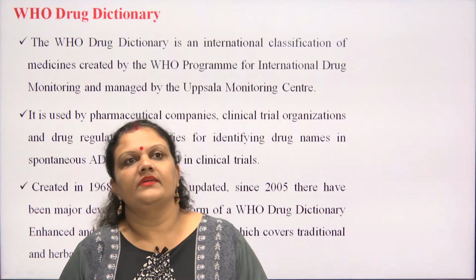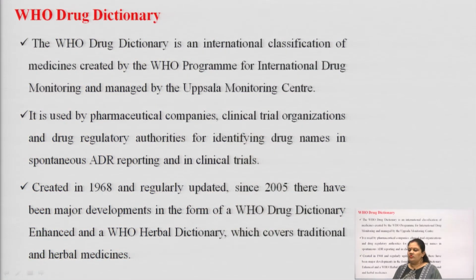Let us start. WHO dictionary. The WHO dictionary is an international classification of medicine. It is named international because it is accepted internationally, a classification of different classes of medicines created by the WHO program. We have a large number of programs which are run under the WHO, or under the ICH guidelines or the US FDA guidelines, such as the WHO program for international drug monitoring.